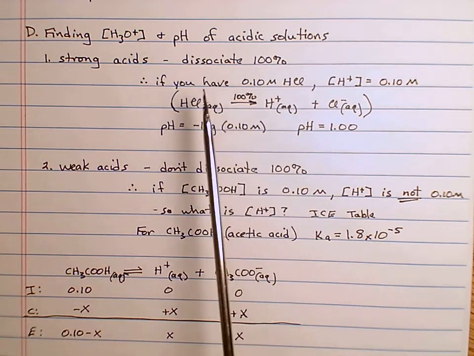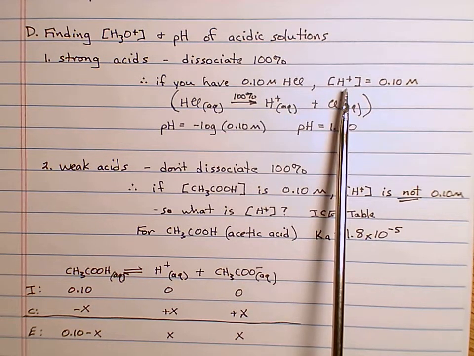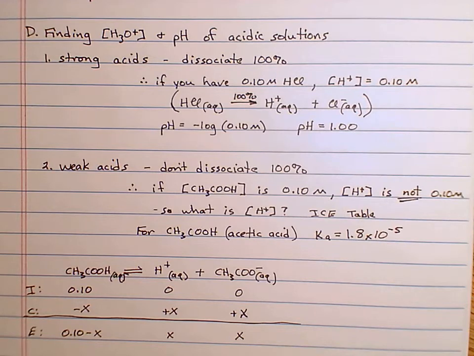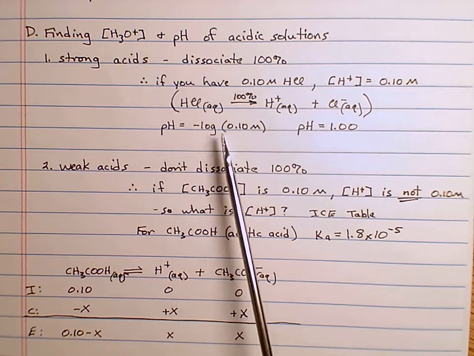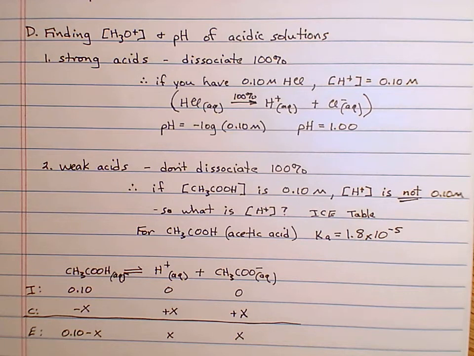So we go back to this problem. If you have 0.1 molar HCl, what's the concentration of H plus? 0.1 molar. What's the pH? Well, pH is the negative log of that 0.1 molar. pH is 1.00. So that's a nice, easy problem with strong acids. Just get the concentration of the strong acid, that is the concentration of H plus. Take the negative log of that concentration, and you have the pH.